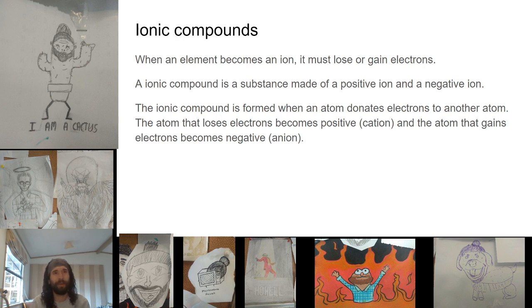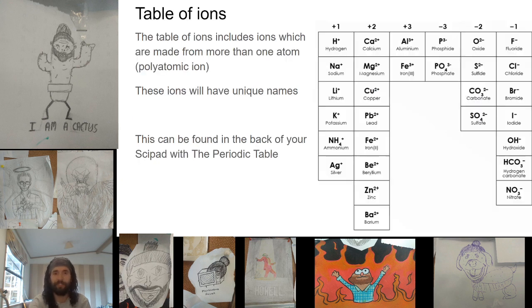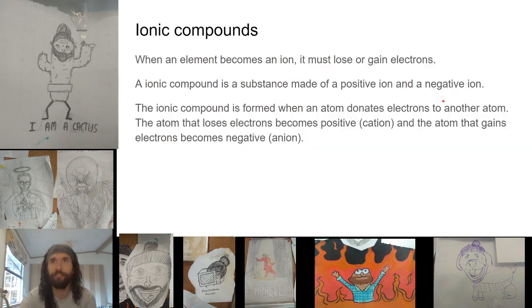An ionic compound is something formed by 2 different ions, a positive ion and a negative ion. An ionic compound can be formed when 1 atom donates electrons to another atom. So here we've got sodium. Sodium wants to lose one electron. Chlorine wants to gain one electron. If we get sodium and react it with chlorine, we can form an ionic reaction.